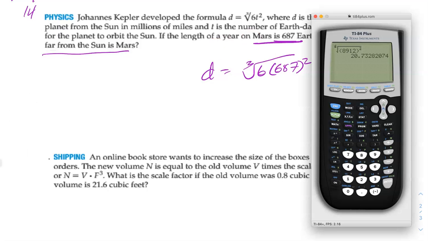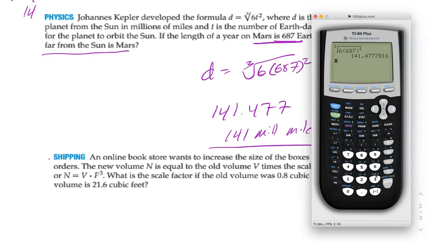So we need our calculator back because it's an application problem. Let's type it in. So math, there's a cube root one, so I use that one. And then 6 times parenthesis 687 close parenthesis and square it. Type that all in, and I get 141.477. So 141 million miles. There you go.